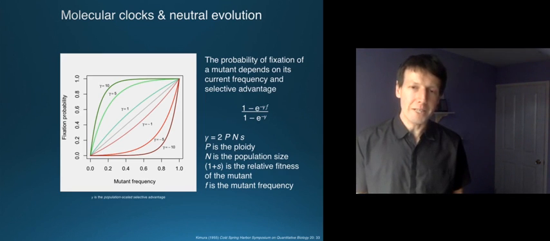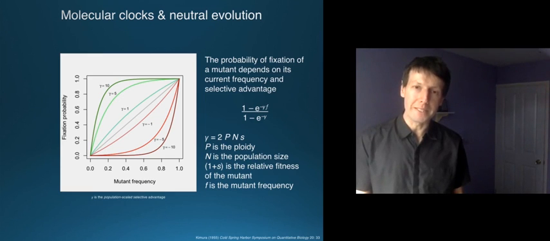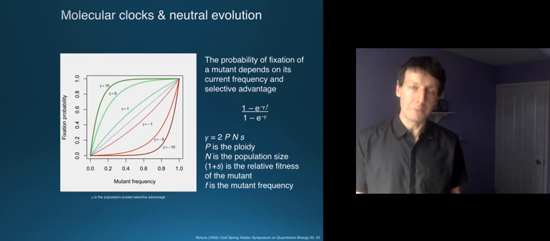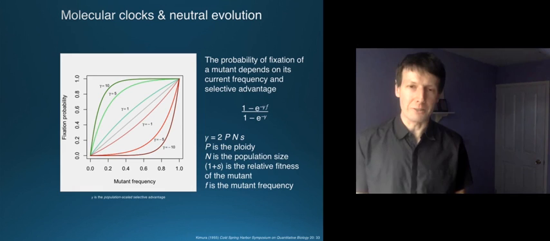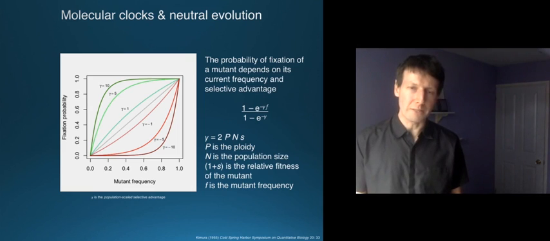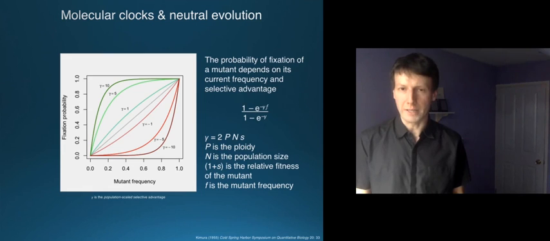Now, it's no stretch of the imagination that advantageous mutants have a higher probability of fixing, of sweeping through the population. And the stronger their selective advantage, the more likely they are to sweep through the population. So with a population scaled selection coefficient of gamma equals 1, there's a modest increase in the chances of fixation relative to the neutral case in grey.